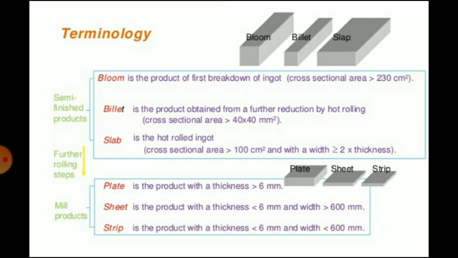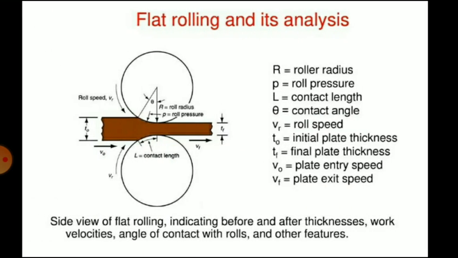Next is the slab. A slab is a product obtained by hot rolling either from an ingot or from a bloom. So when the ingot is passed between the two rolls, you will get the slab, or you can pass the bloom between the two rolls and get the slab. It has a rectangular cross section. Slabs are further rolled to get plates and sheets.